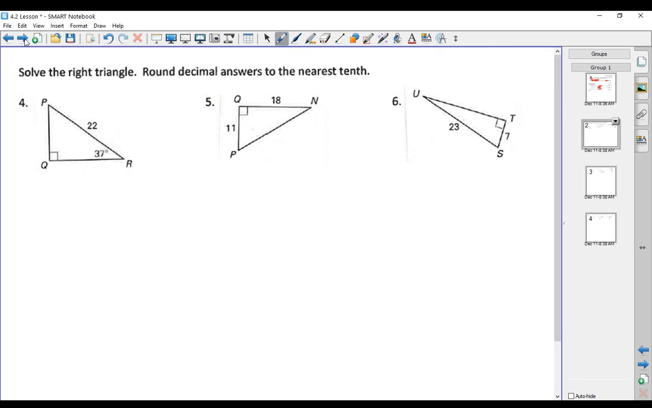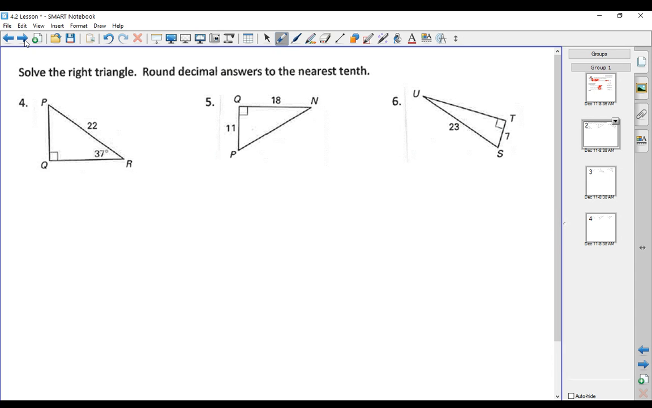Let's look at some examples of solving the right triangles. I'm going to do these 3 on this video, and then I'll do the backside of your note sheet on the next video. I just want to break this up a little bit so that it's not so long.